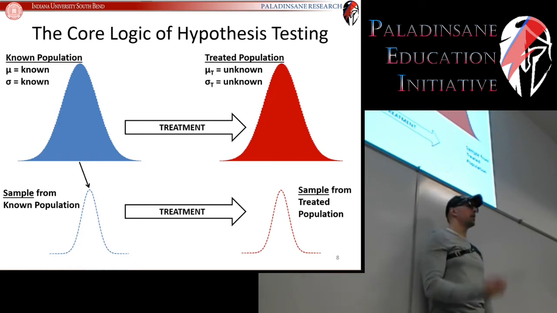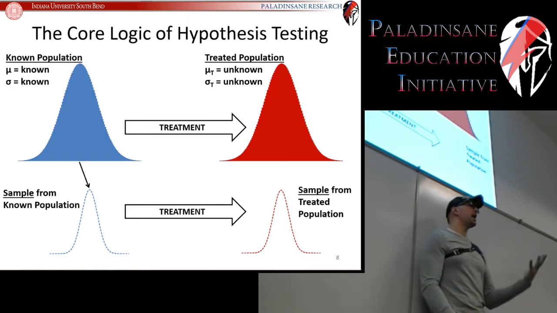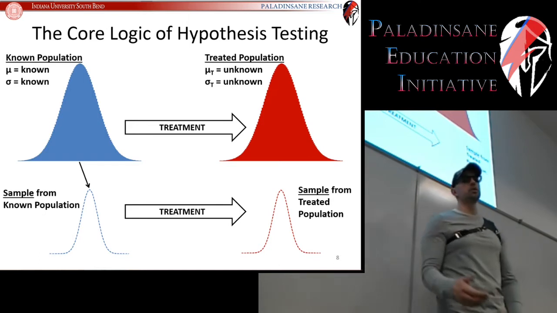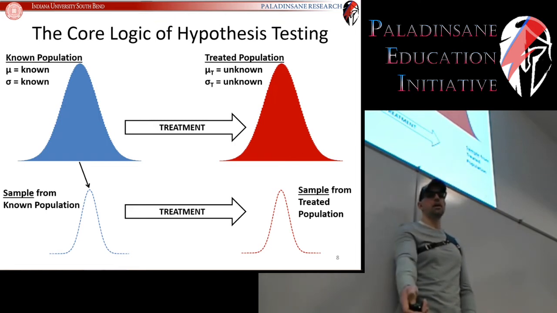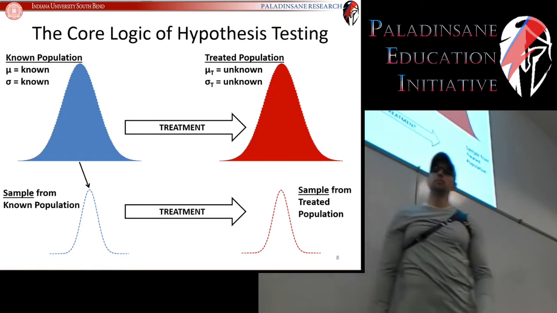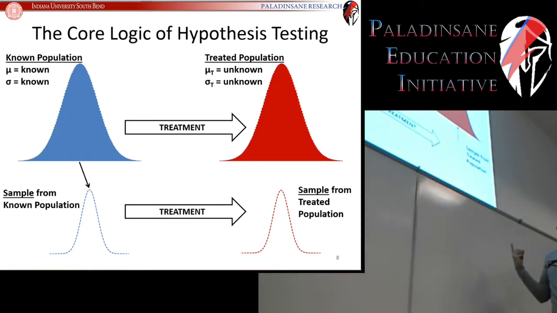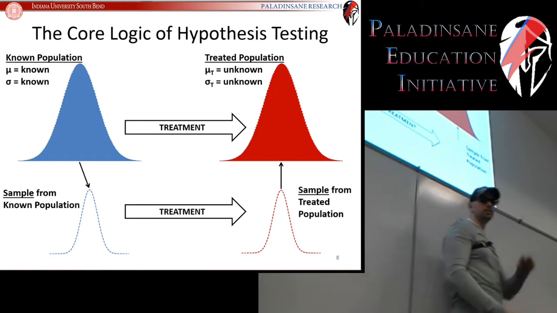So we treat the sample, we measure it, we get its mean, and then we simply ask ourselves, using this hypothesis testing procedure, that sample, has it been transformed enough so that it no longer belongs to the old population, but it now belongs to this new population? It now belongs to the new treated population. So that's what we're trying to get to.